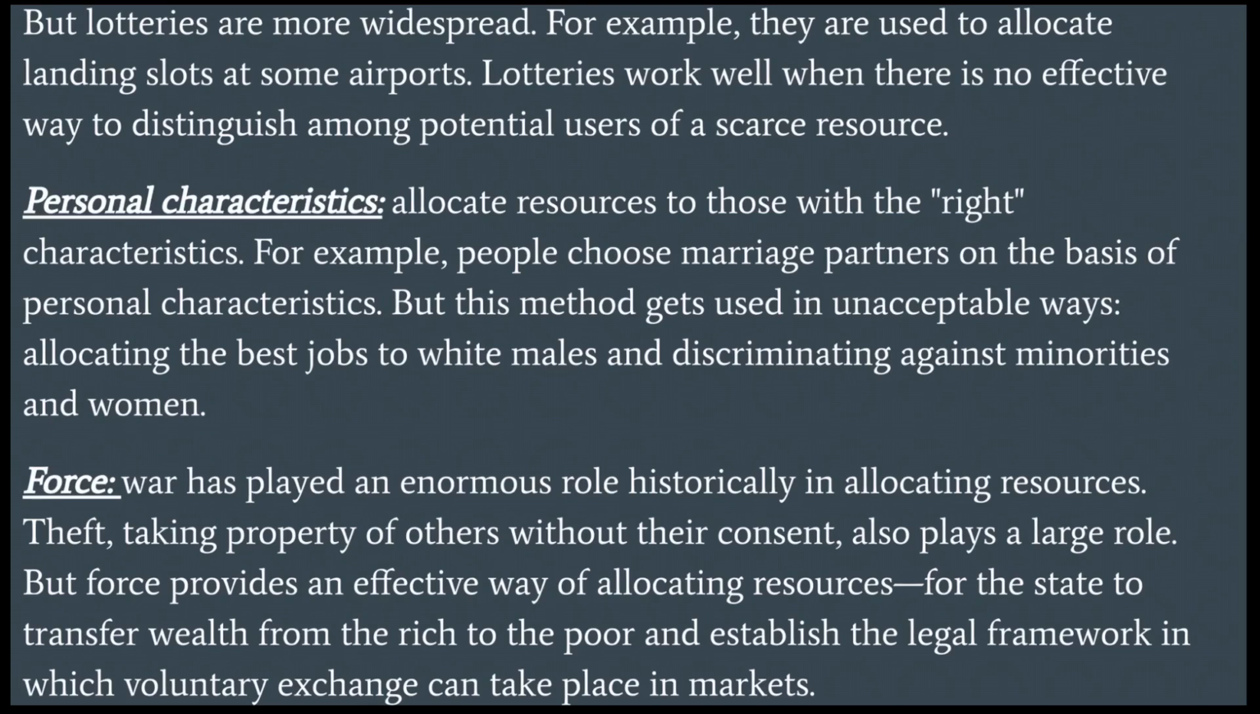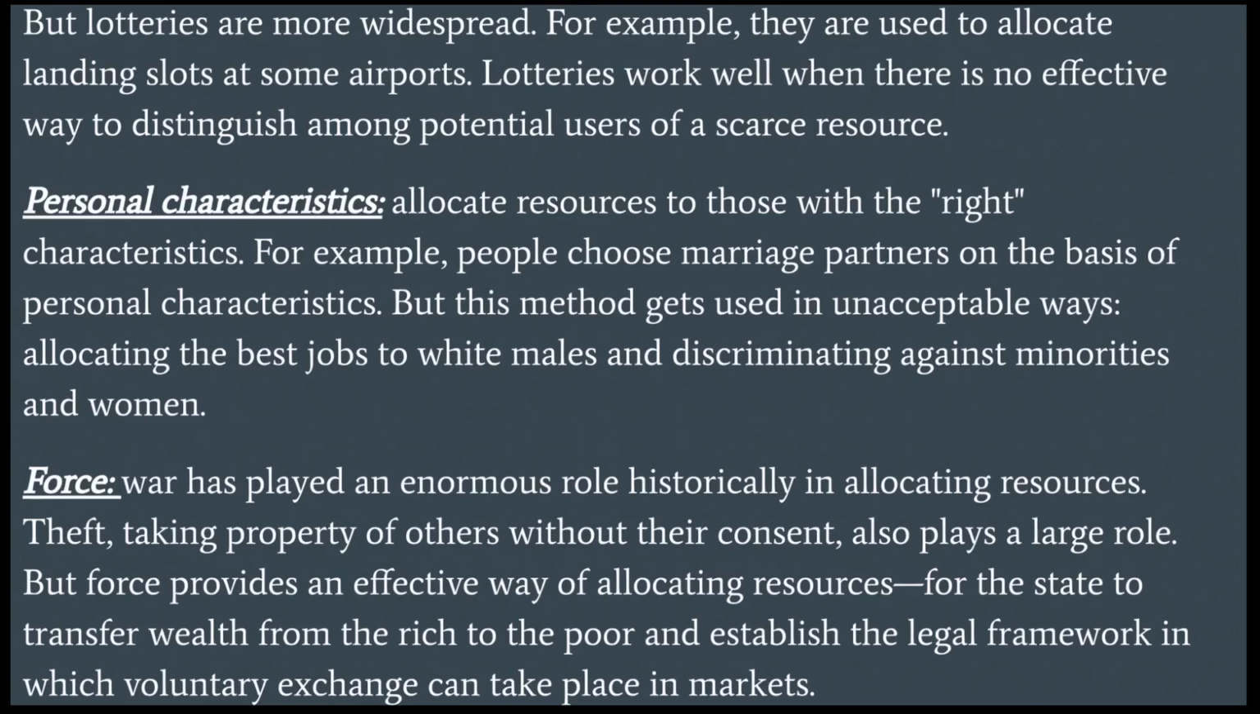Personal characteristics. Allocate resources to those with the right characteristics. For example, people choose marriage partners on the basis of personal characteristics. But this method gets used in unacceptable ways, allocating the best jobs to white males or discriminating against minorities and women.